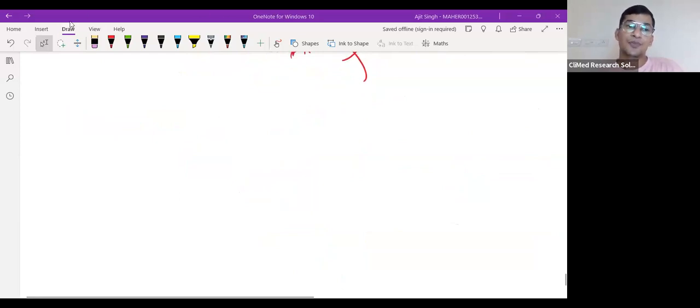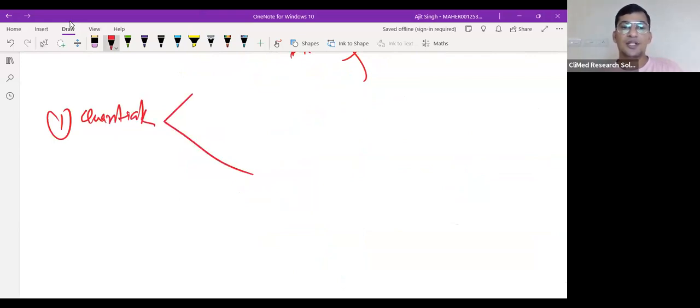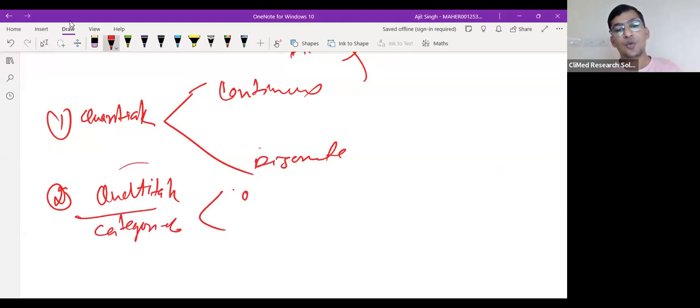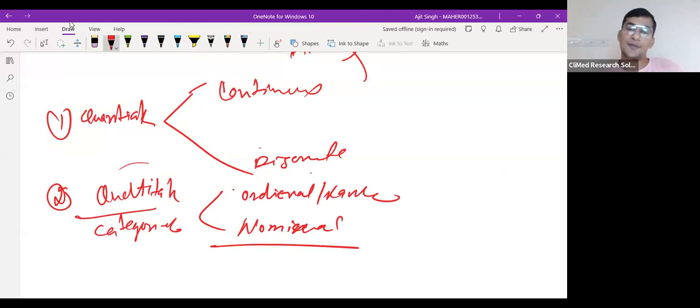So first is quantitative, and quantitative also has 2 types: one is continuous, one is discrete. Number 2, qualitative, or categorical. One is ordinal or ranked, one is nominal. Nominal, correct? These are the 4 types of data.